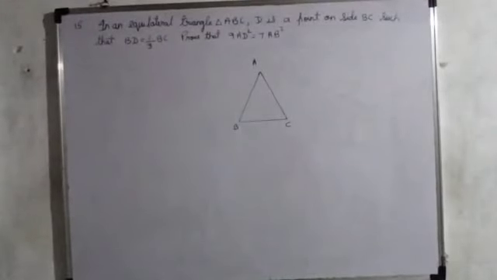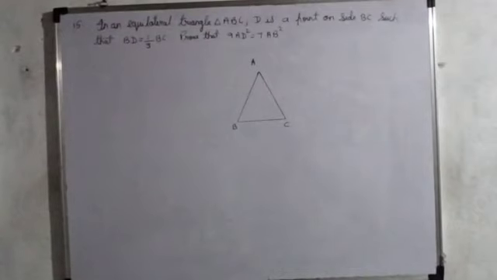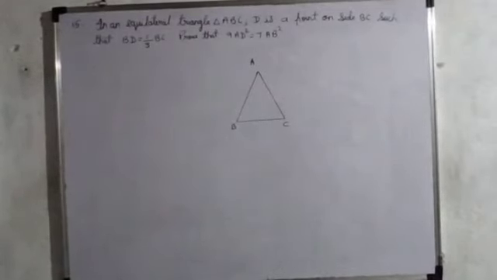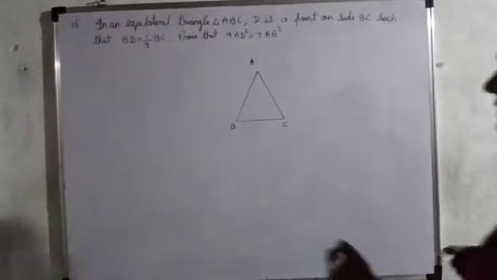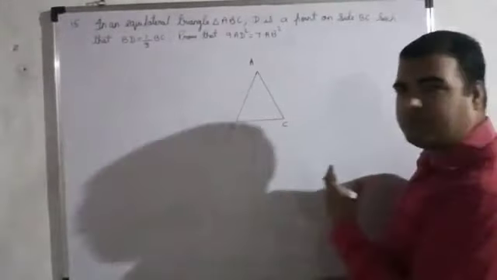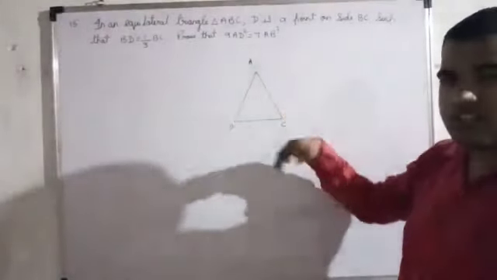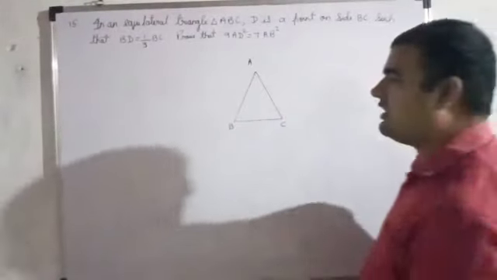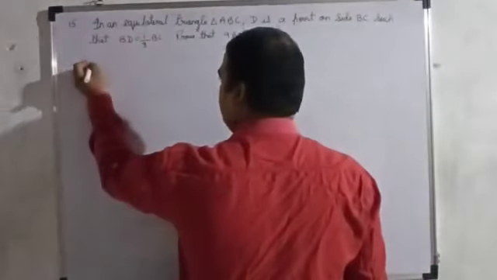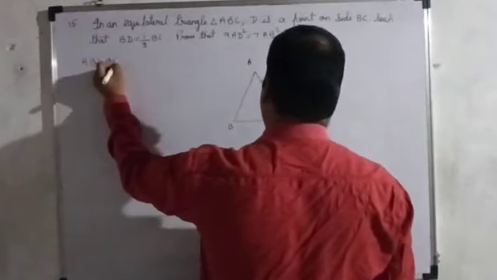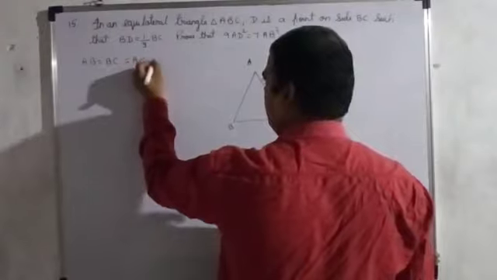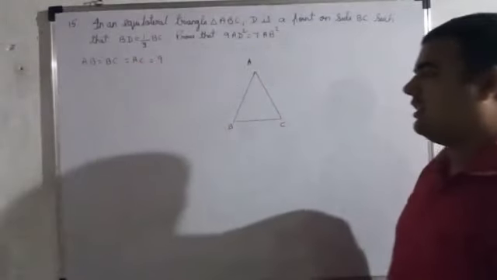Hello student, this is a question of exercise 6.5, question number 15. I have made some changes and made this question a little bit different, but the concept is one and the same. You can prove it first like this and then you can do that. What I have done actually, I said AB equals BC equals AC equals 9. I said all sides are 9.